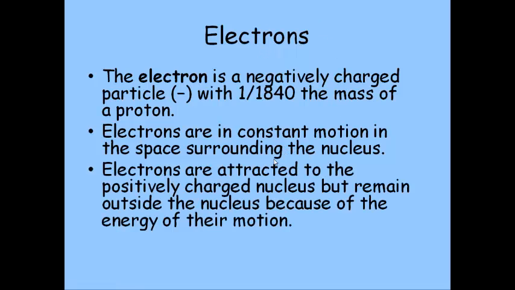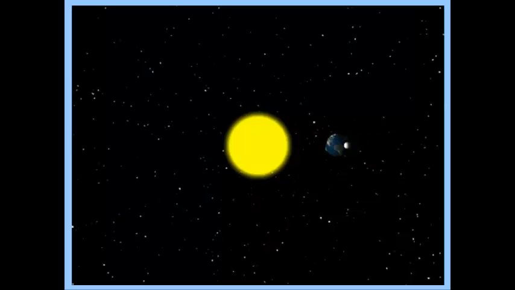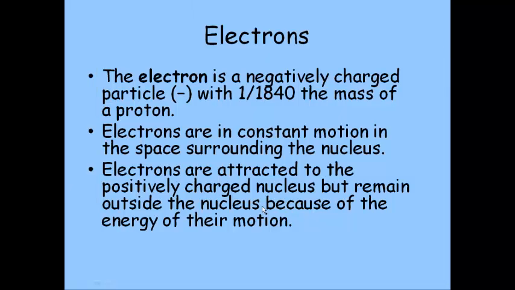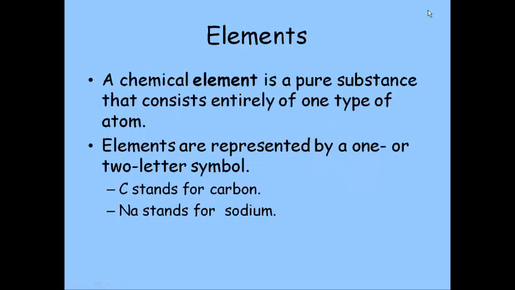And they're negative, and they're attracted to the positively charged nucleus. But they don't fall into the nucleus because of the energy of their motion. So they're moving really fast. Just think about the Earth circling the sun. The Earth is attracted to the sun by gravity, but it doesn't fall into the sun because of the energy of its motion. Same with the moon. The moon doesn't fall onto the Earth because of the energy of its motion. So again, positive protons attracting negative electrons. Opposites attract. You've probably heard that expression. So that gives us an overview of protons, neutrons, and electrons. I'm hoping that's a review for you.